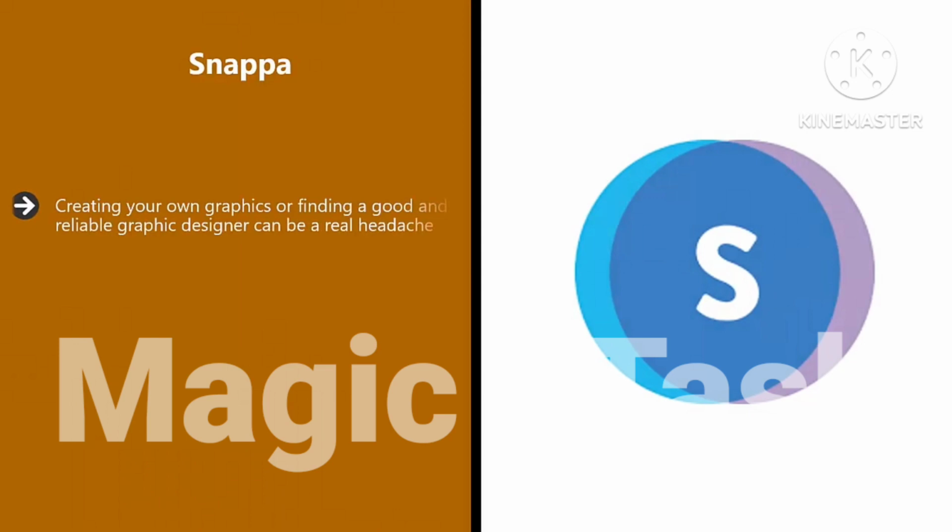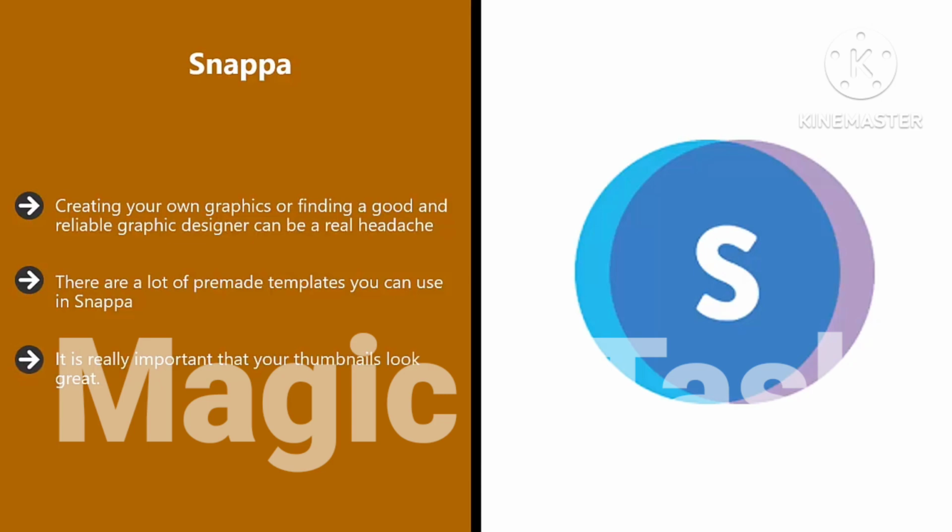Snappa. Creating your own graphics or finding a good and reliable graphic designer can be a real headache. You know that you need high-quality graphics to grow your YouTube channel, so what to do? Just use Snappa, of course. There are a lot of pre-made templates you can use in Snappa. You can use Snappa easily to create your initial channel art, and then for really attractive video thumbnails as you upload your videos. It is really important that your thumbnails look great.